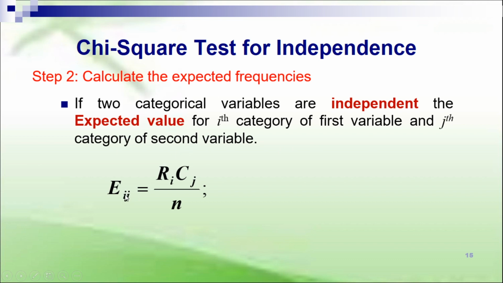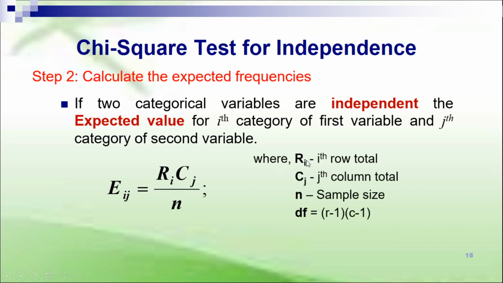I represents the first number, the row value. The second number represents the column. Therefore, the expected value belonging to the ith row and jth column is equal to the ith row total Ri times the jth column total Cj, divided by the total number of observations. This is a general formula. Here you can see R represents the row total, Ri represents the ith row total, Cj the jth column total, and N the grand total, the sample size.